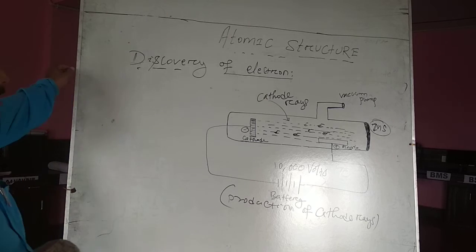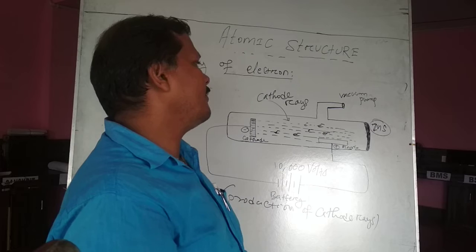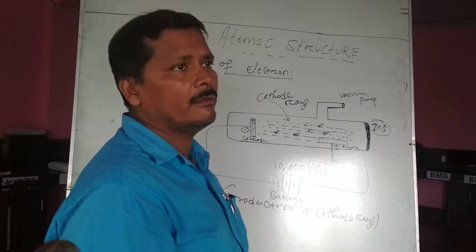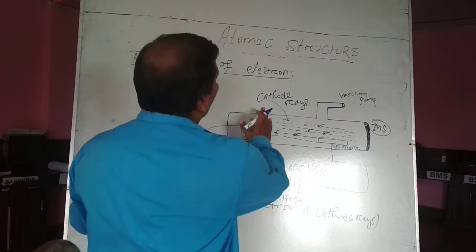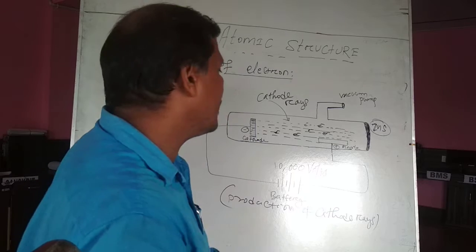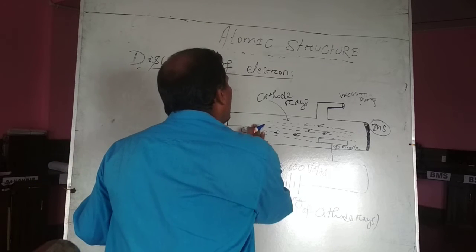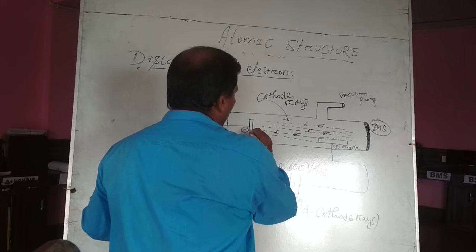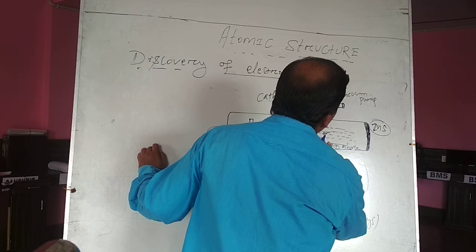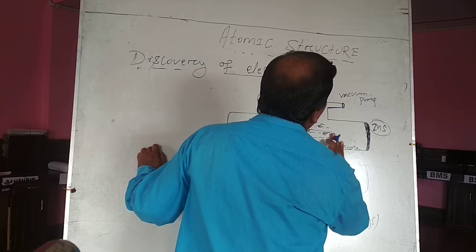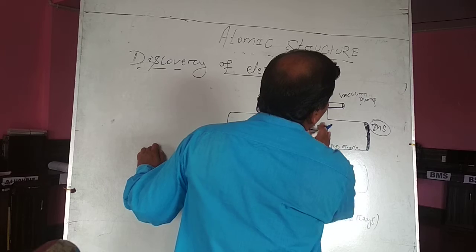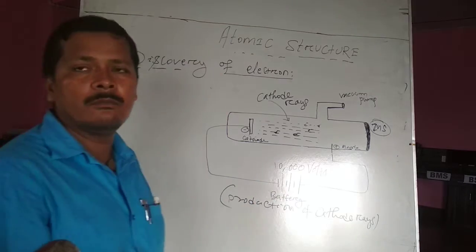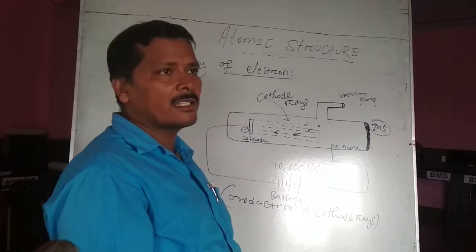Now, one more thing I can say. The confirmation of cathode rays was made by using a perforated anode. This is your cathode plate. A perforated anode was used to confirm the flow of rays from the cathode plate.